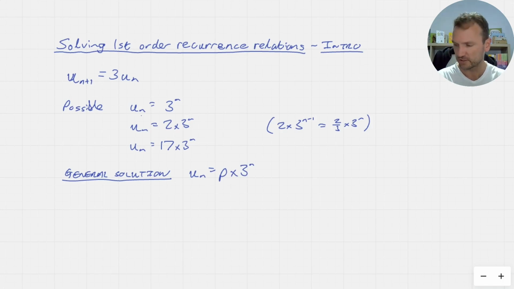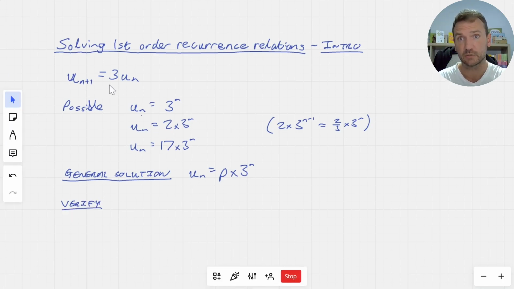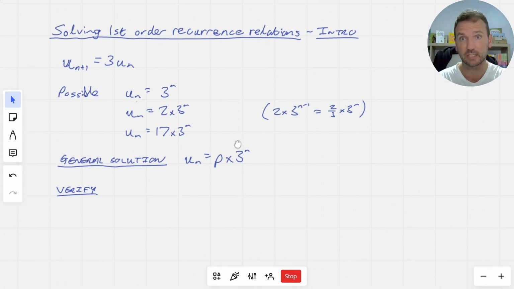Now, at this point, we can verify to check it works. If you're in any doubt here, let's do a quick verify. And this is something you might be asked to do on the papers given an nth term, and that's to verify. All this means is we're going to sub in to both sides of this and check that we get the same thing on both sides.